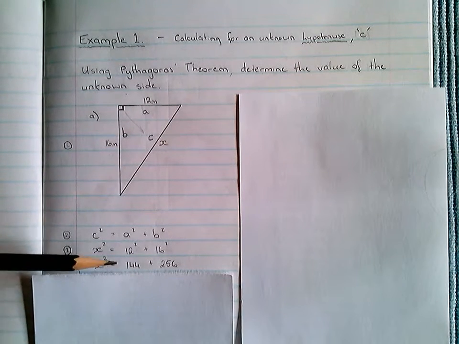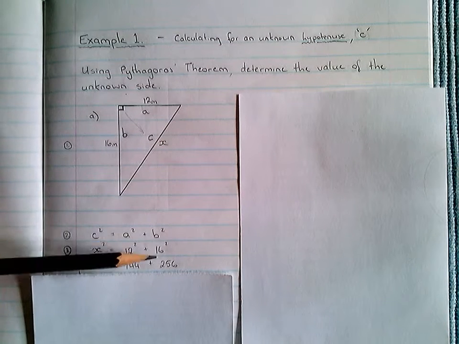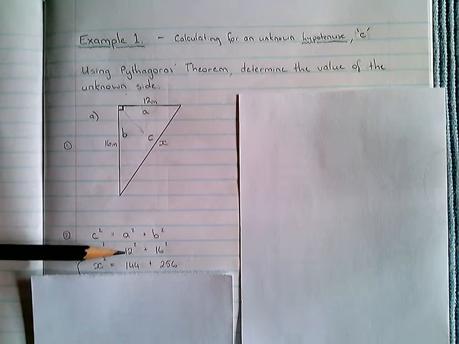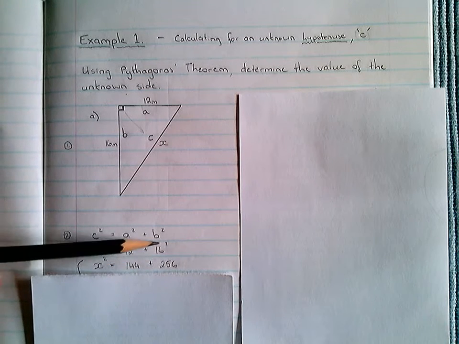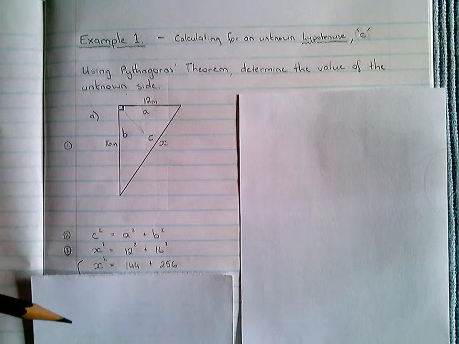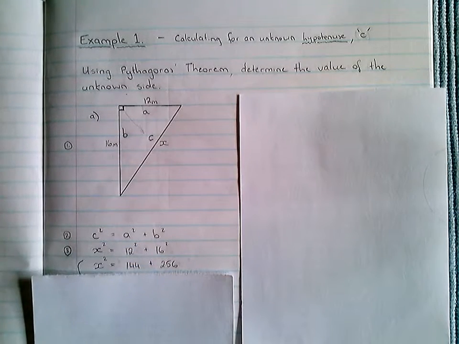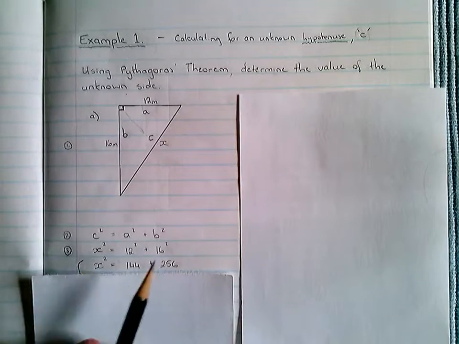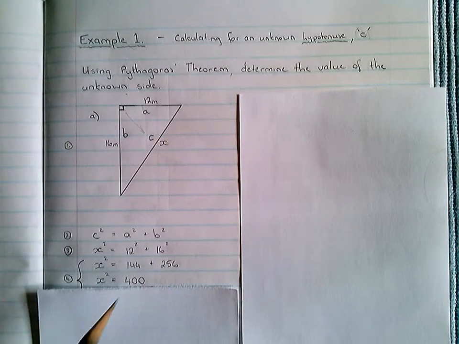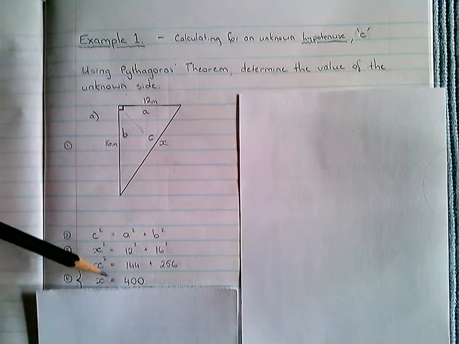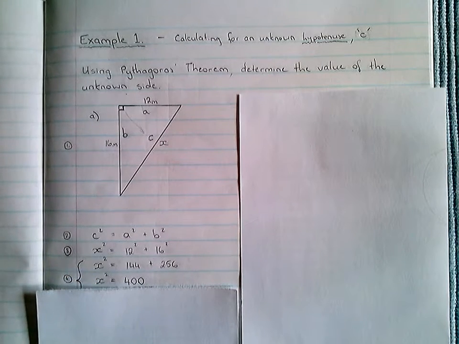So what I've done is simplify these values here of the 12 squared and the 16 squared. 12 squared means 12 times 12, which is 144. I then need to add 16 squared, which means 16 times 16, which in a calculator is 256. I then add these two results together to get my 400, which is equal to x squared.